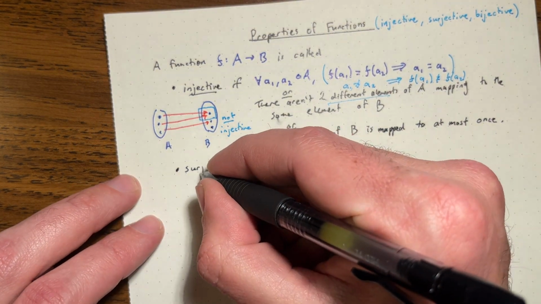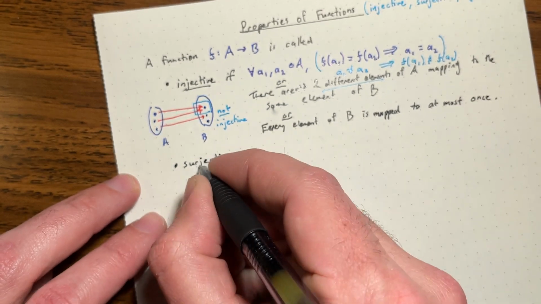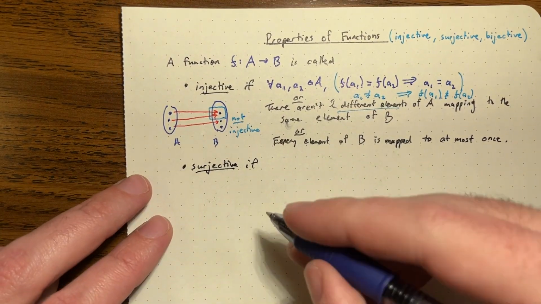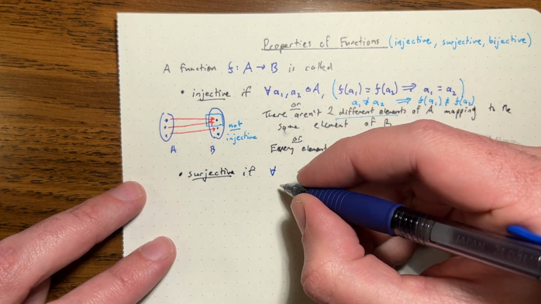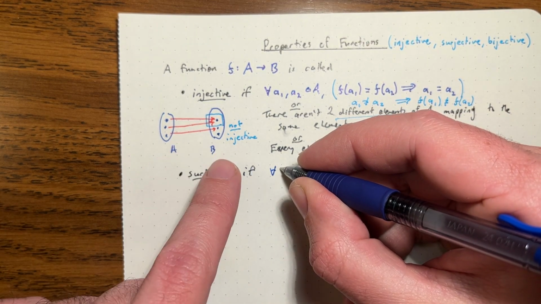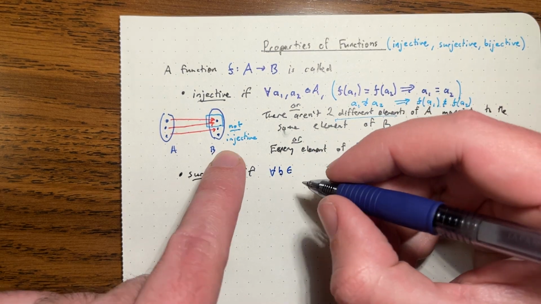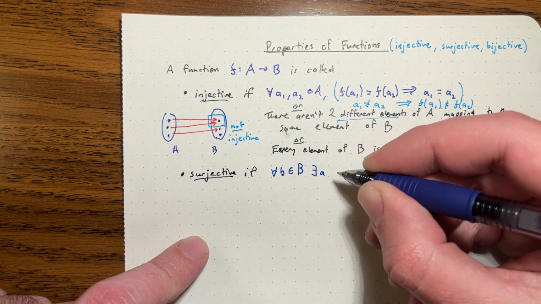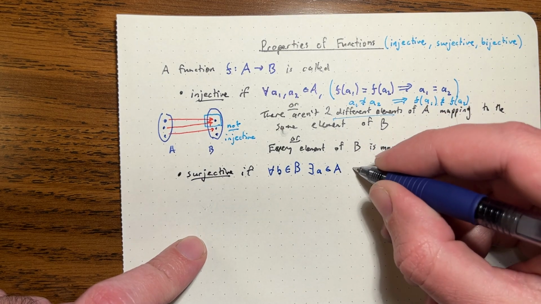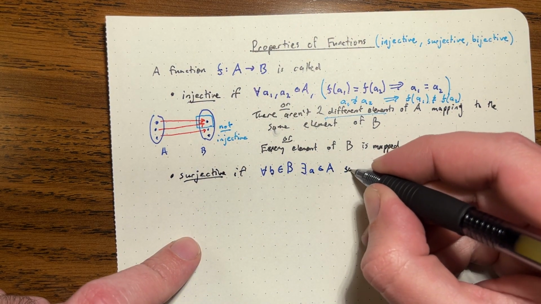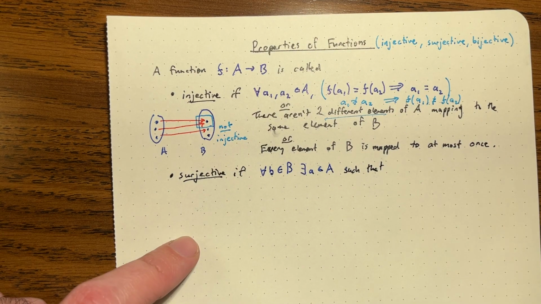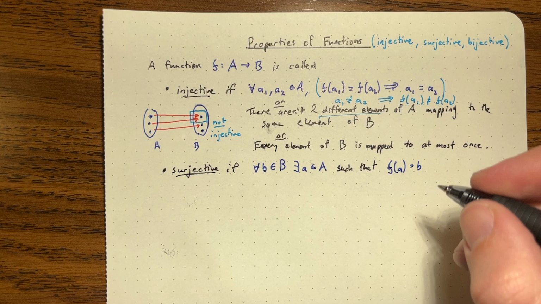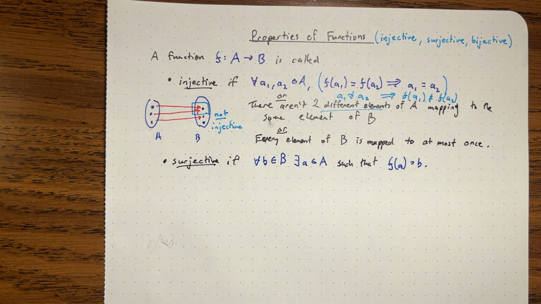What does surjective mean? A function is surjective if, and again, I'll give you the technical definition first, which we're going to use to do proofs: for every element over here, so for every b in B, there exists something mapping to it. So there exists an a in A such that f of a is b. That's what it means to be surjective.